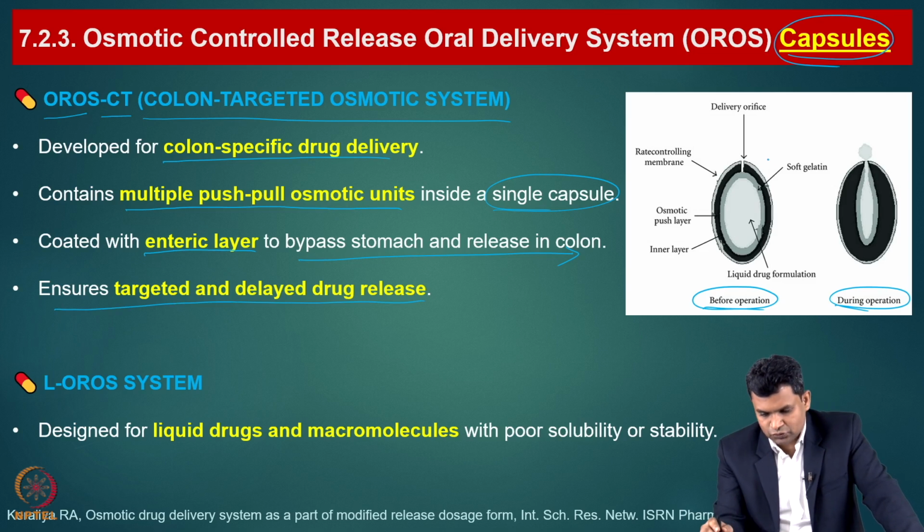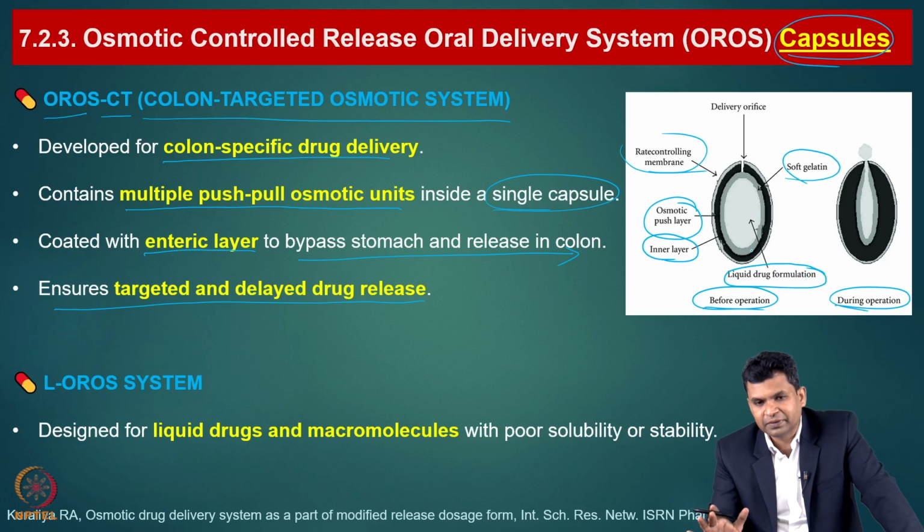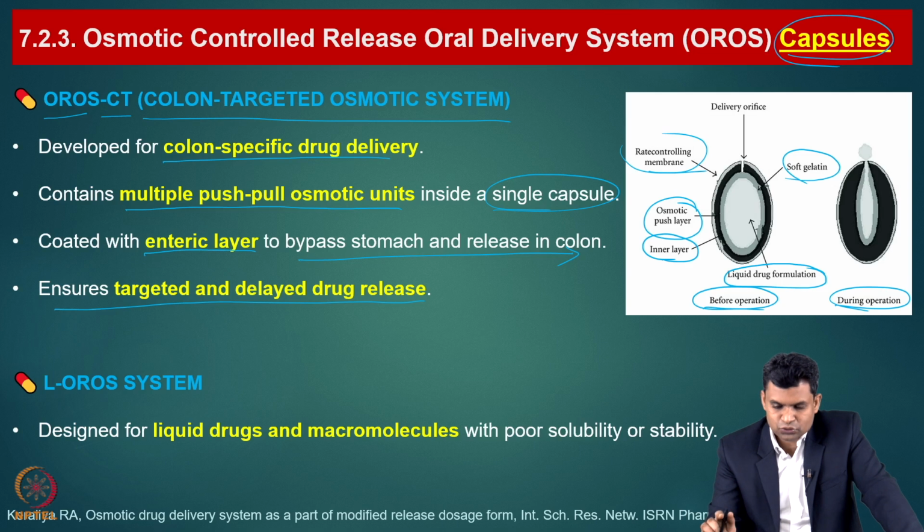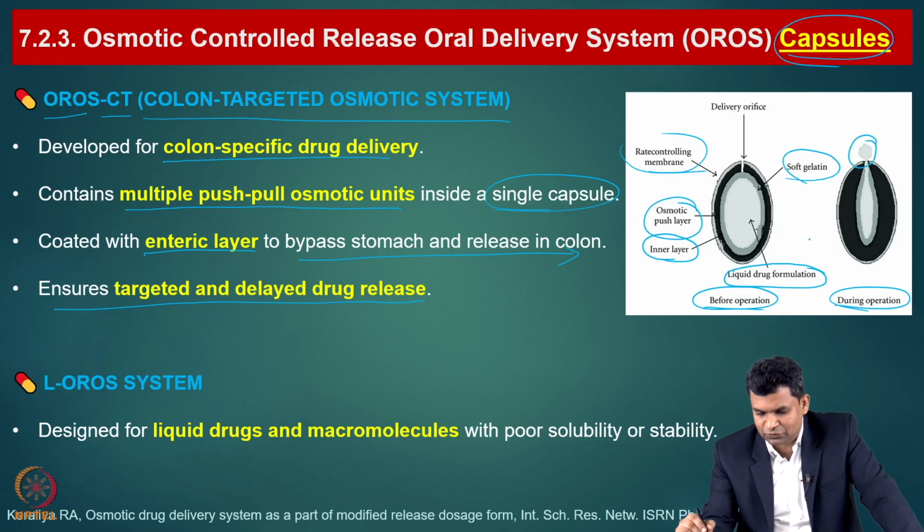Now, you can see, this is the outside rate controlling membrane, the osmotic layer and the inner layer, and this is a soft gelatin, and inside we can provide the liquid drug formulation as we prepare soft gelatin capsules. So, these are considered in the category of the soft gelatin capsules, but which are osmotically controlled release oral delivery systems. Once the water enters, it swells, and the soft gelatin capsule of the osmotic system will help for the release of the drug.